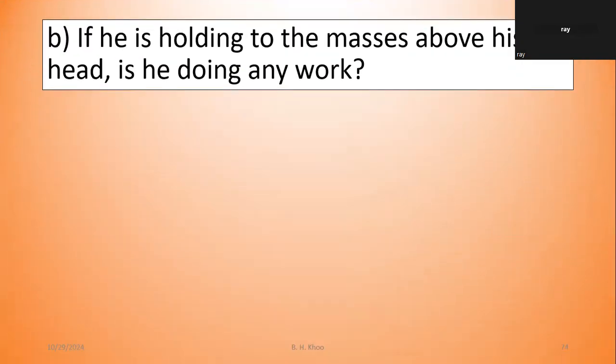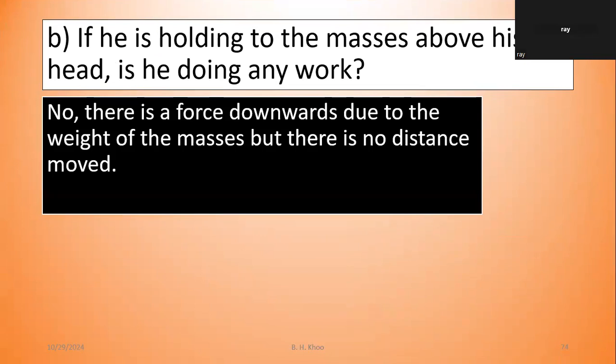If it's holding a mass above the head, what's the work done? If it's holding there, the mass above his head, what's the work done? 0. No distance moved, because it's not moving. It has energy, but no work done. The muscle is doing work because it has to hold it, but there's no work done. There's a downward force due to the weight of the mass, but there's no distance moved.